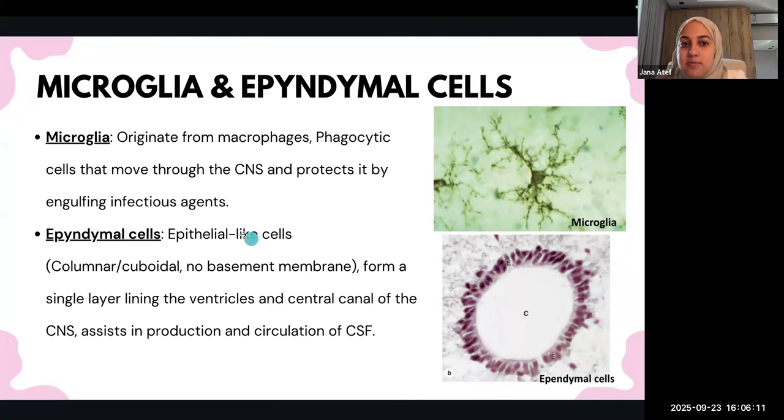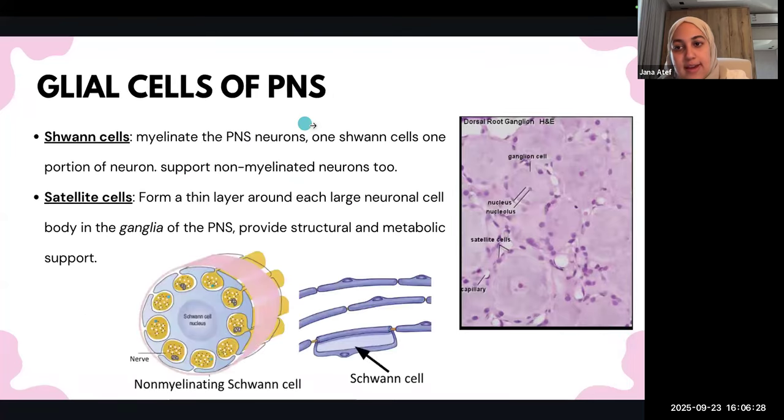Okay, so again, whenever you see microglia, think of macrophages. When you see ependymal cells, you think of CSF. Okay, easy. This is the last part for these CNS cells. You guys got it? Yes. Perfect. Okay. Now the glial cells of the PNS, there are only two.